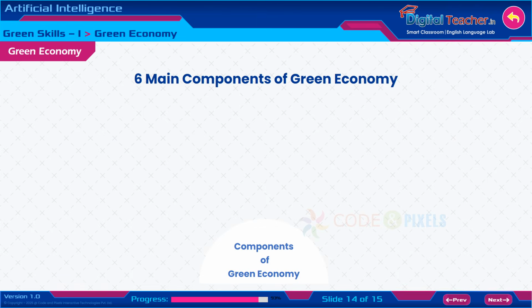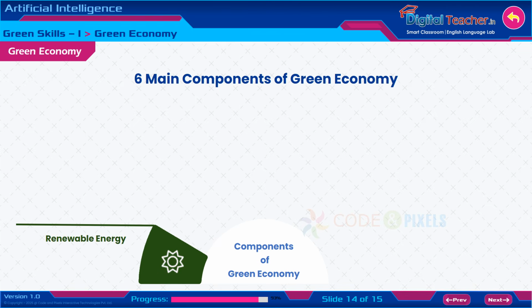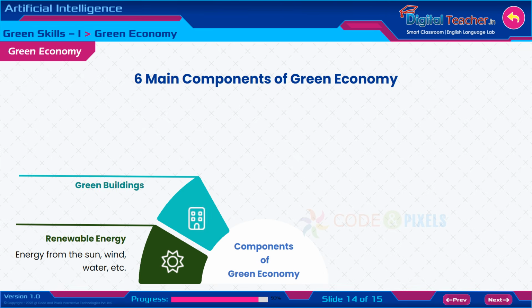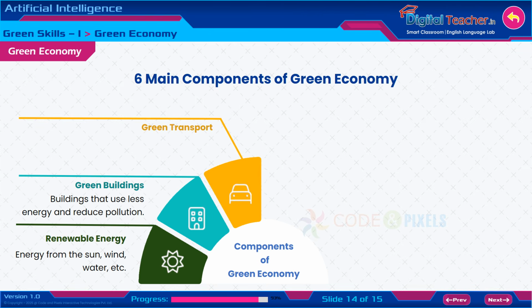6 main components of green economy. Renewable energy: energy from the sun, wind, water, etc. Green buildings: buildings that use less energy and reduce pollution. Green transport: vehicles that pollute less and use clean fuels like CNG or batteries.